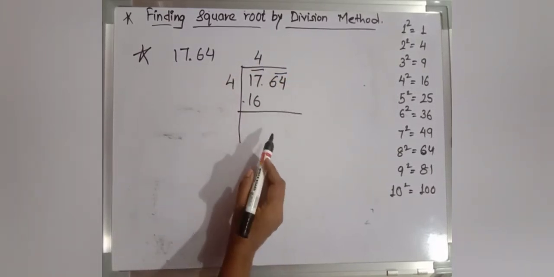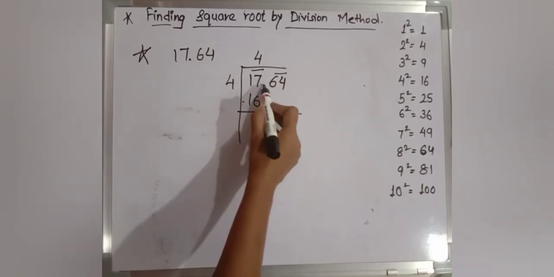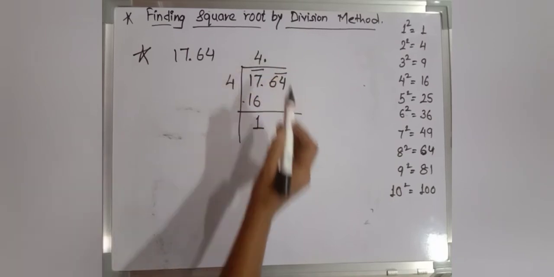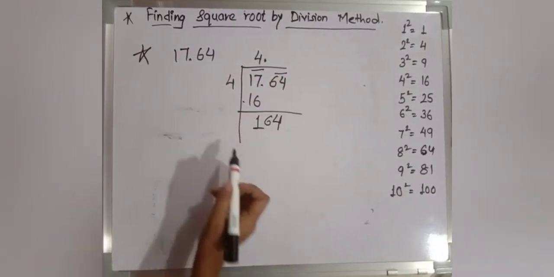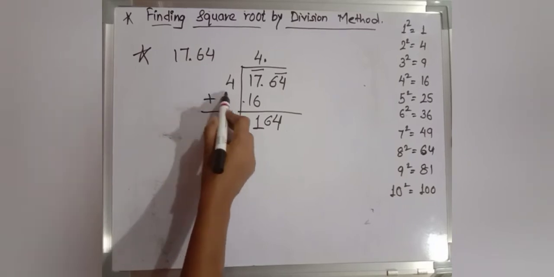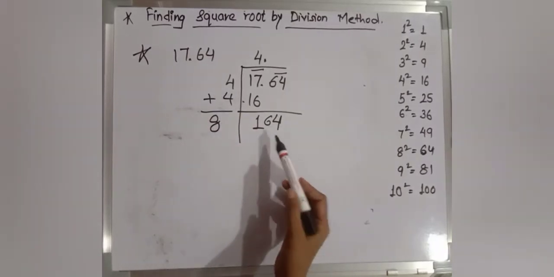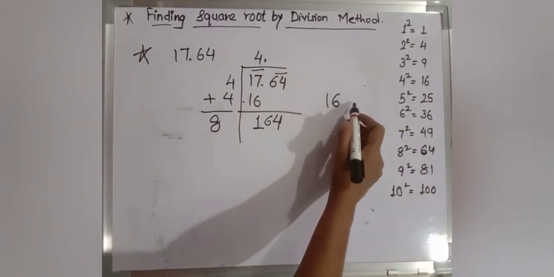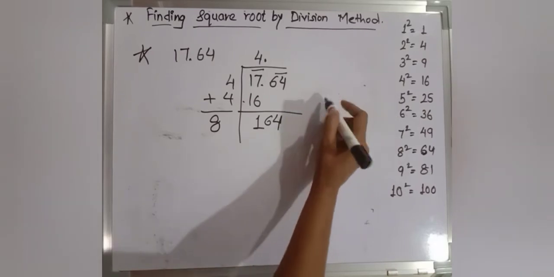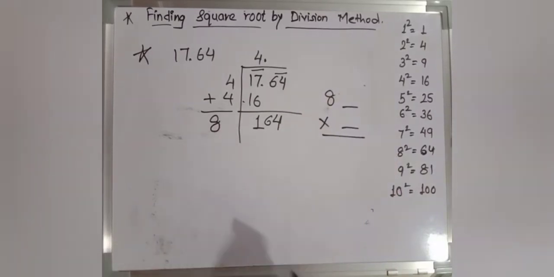Again subtracting 16 from 17 we get 1. Decimal point, so we'll put the decimal here. 64, bringing it down. Again adding 4 we have 8. Find the number which, when we multiply with 8, gives the answer 164. Let us check it out.